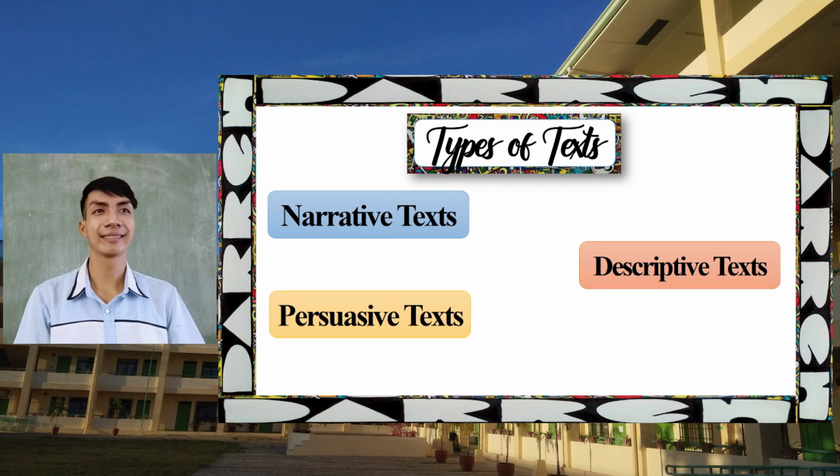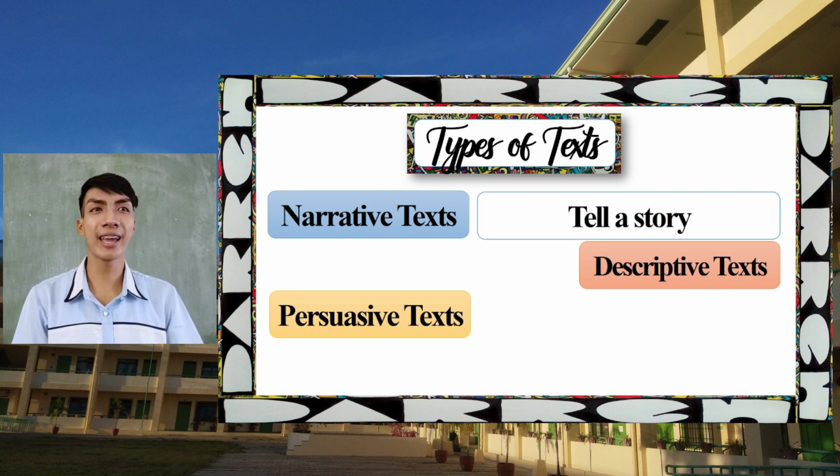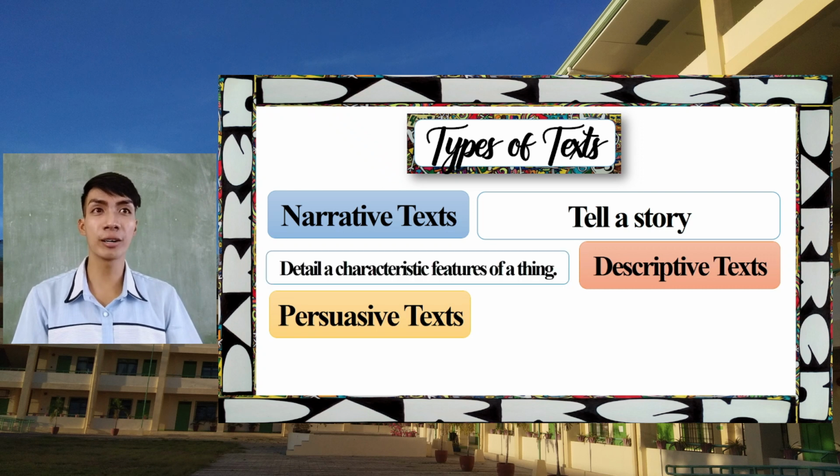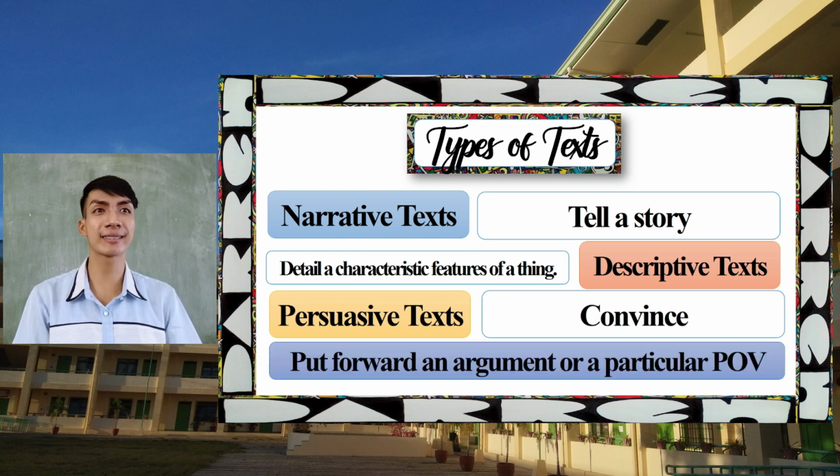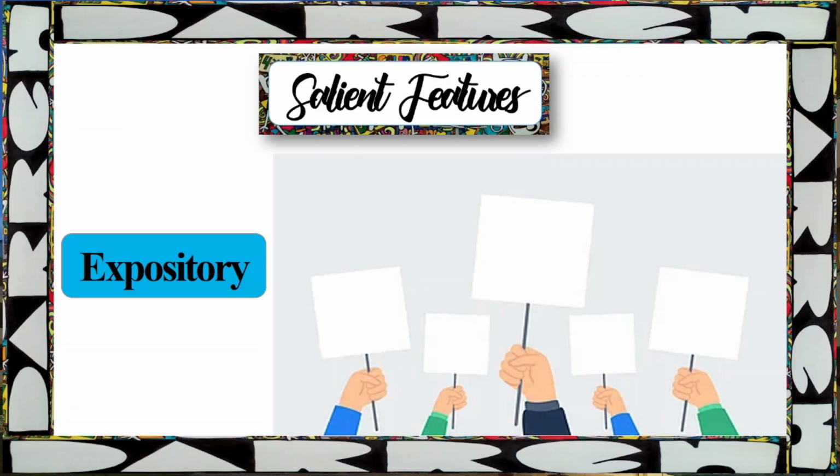Moving forward, let's begin by discussing 4 of the different types of texts. Narrative texts tell a story. Descriptive texts detail the characteristic features of a thing. Persuasive texts simply convince. And expository text puts forward an argument or a particular point of view.